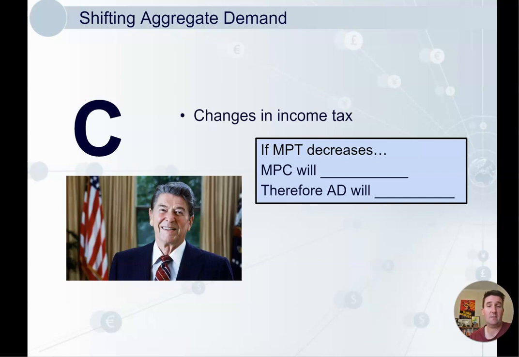Changes in income tax. So this guy here is Ronald Reagan. He was president of the United States. And when he was president, he reduced income tax in the US by a huge amount, largely to the richer people. So if the marginal propensity to tax decreases, what's going to happen to the marginal propensity to consume? It's going to increase, right? If you're less taxed, you've got more left to spend on consumption. If consumption increases, what's going to happen to aggregate demand? It will increase as well. Okay.